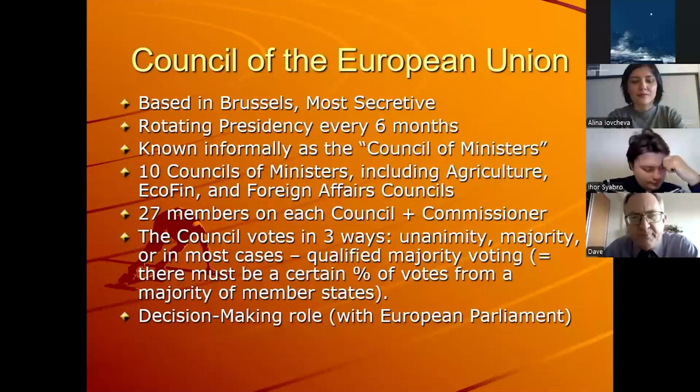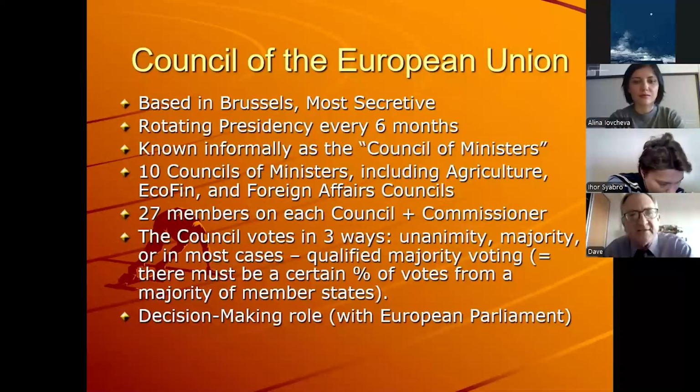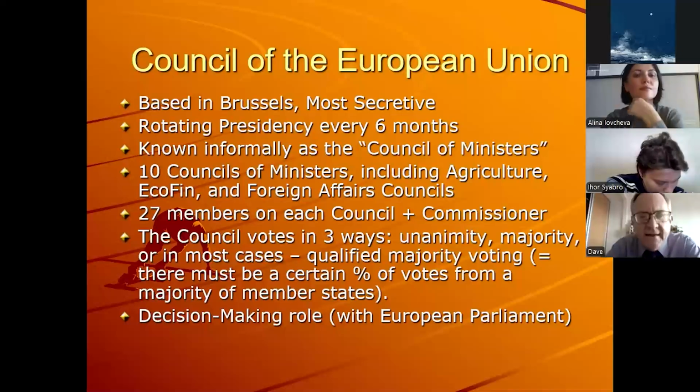And these follow the portfolio areas, like in the Commission. So you have an Agriculture Council, you have ECOFIN, Economy and Finance, you have Foreign Affairs Council. You have 10 of these representing the 10 big activity areas of the European Union. Now, on each of the councils, the 27 member states have a representative on each council. Yeah. And in addition, on each of these 10 councils is the commissioner for that portfolio area.